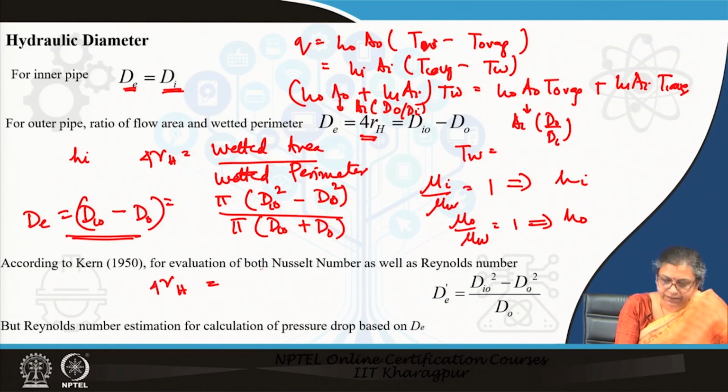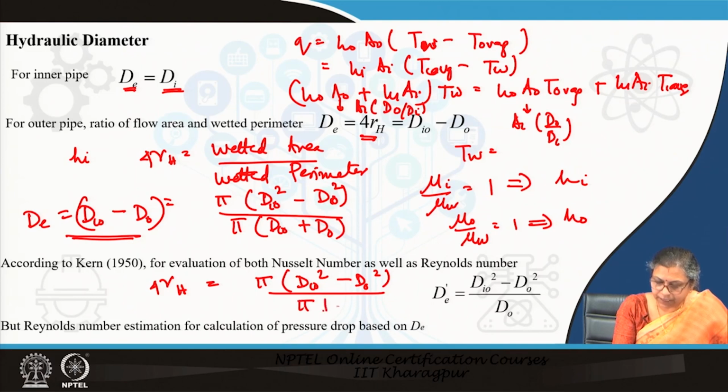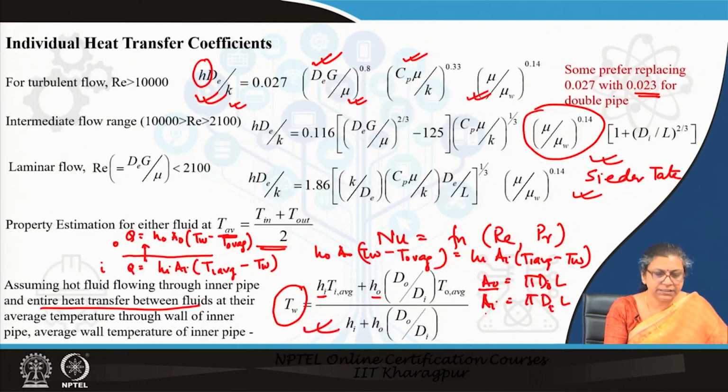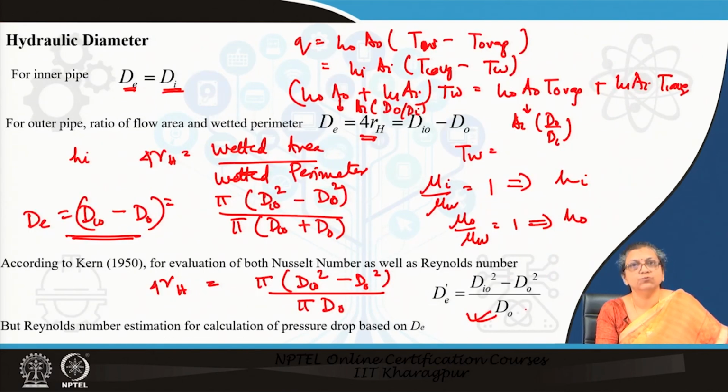This should be defined as pi (Di square minus Do square), this is the cross sectional area, divided by pi Do, since the heat transfer is occurring through the wall of the inner pipe. So, according to him, he suggested that the equivalent diameter for heat transfer, or in other words, the equivalent diameter which is used in this Nusselt number, in this Reynolds number, should be calculated by using this.